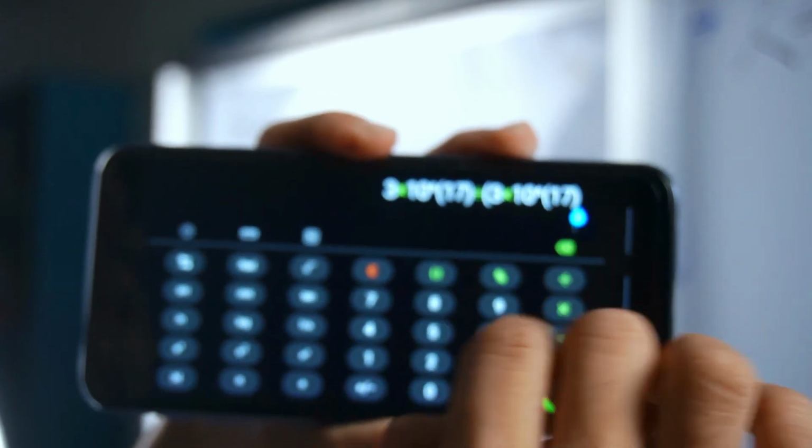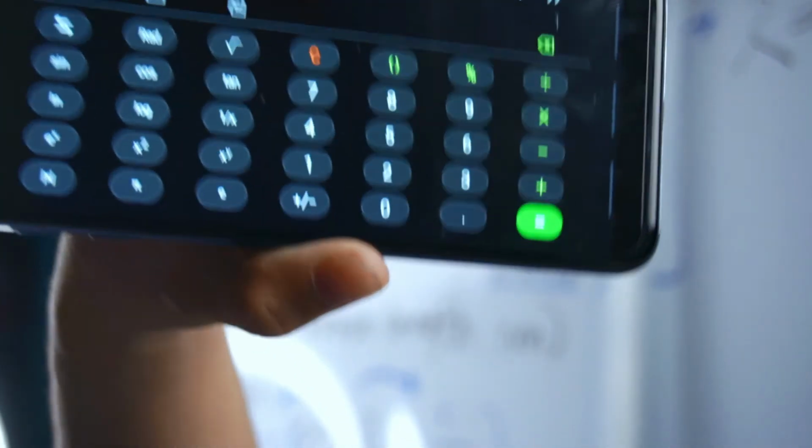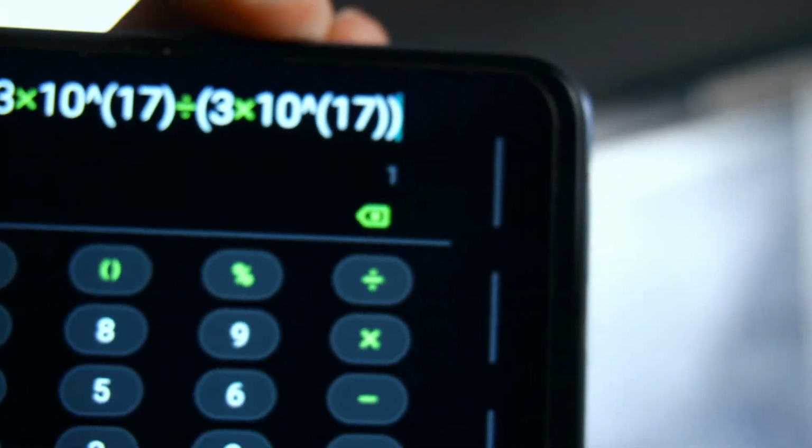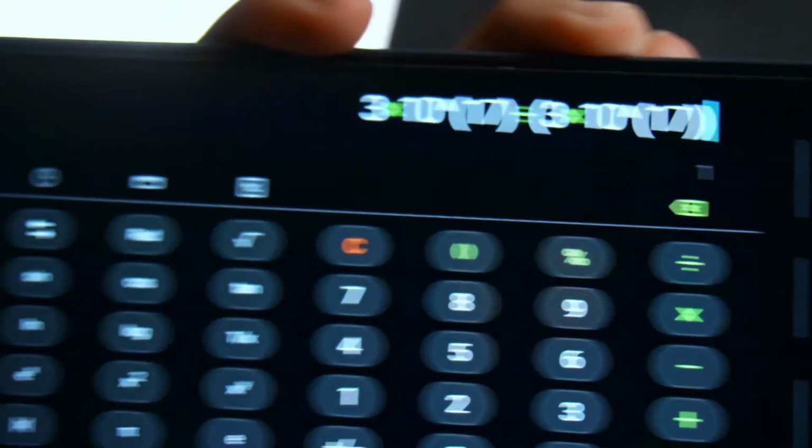3 times to the power of 17, so double close parenthesis. So, the result is 1.